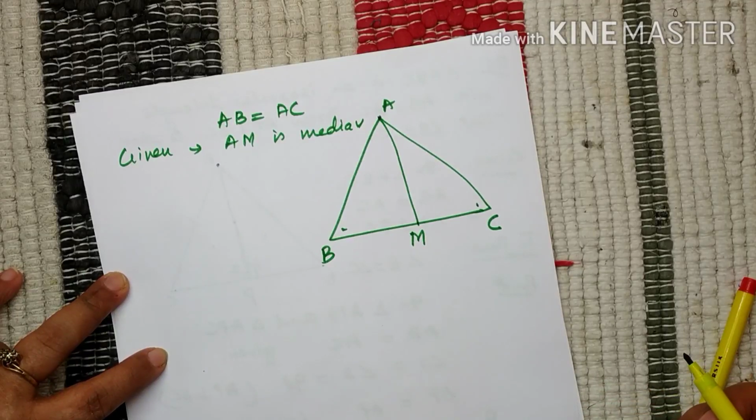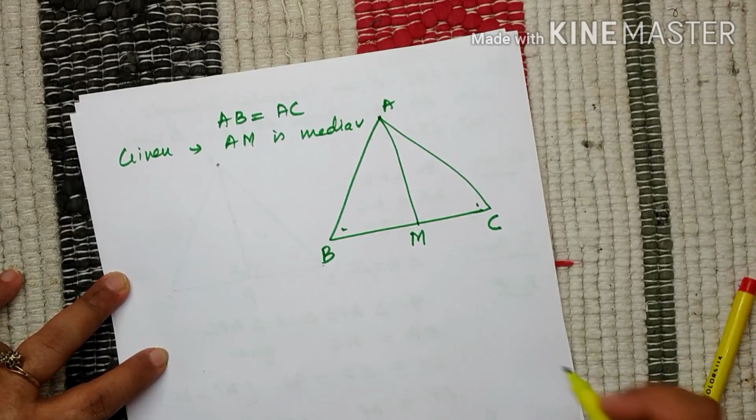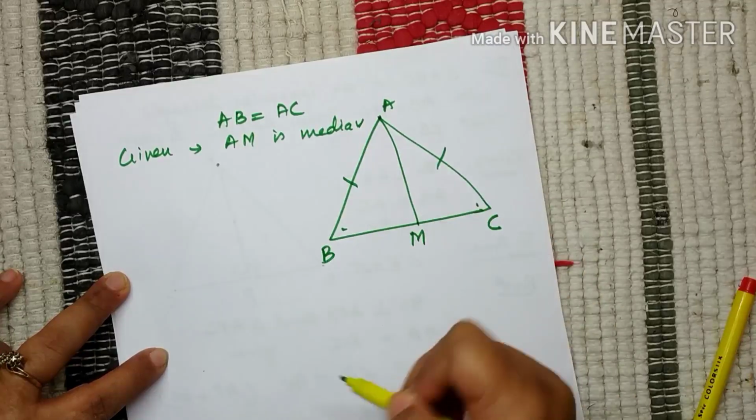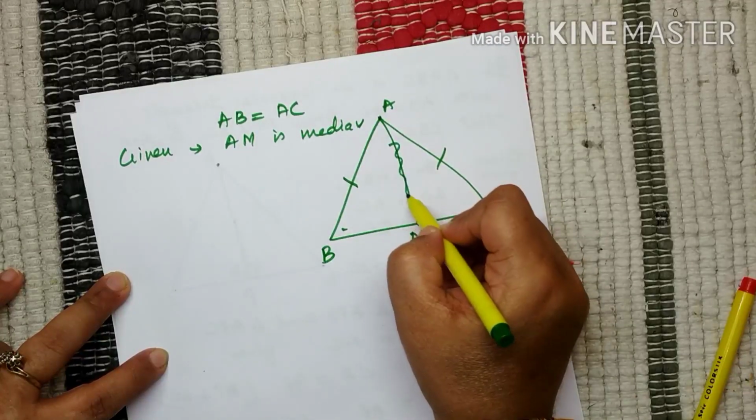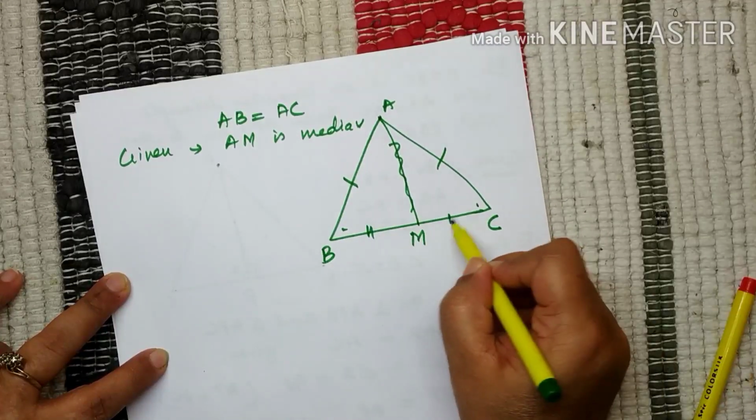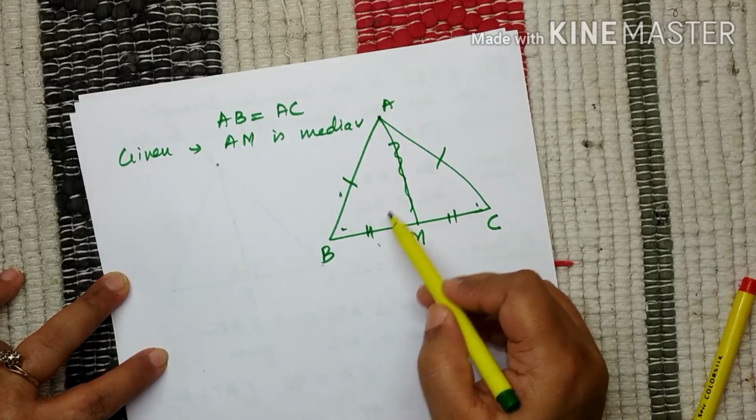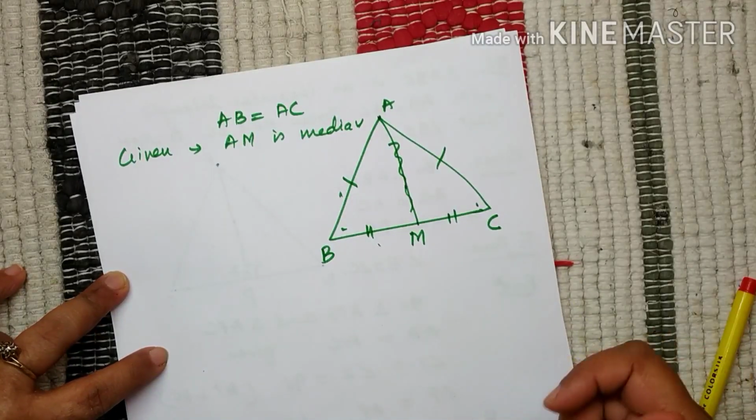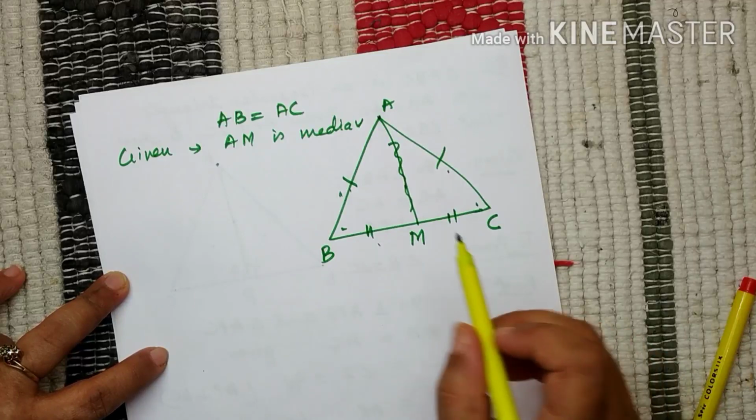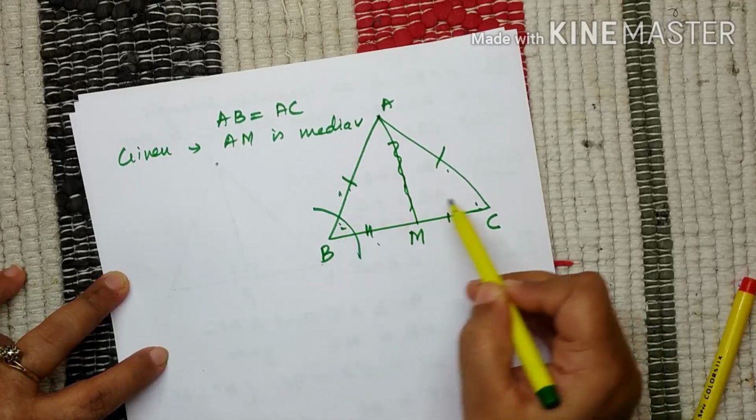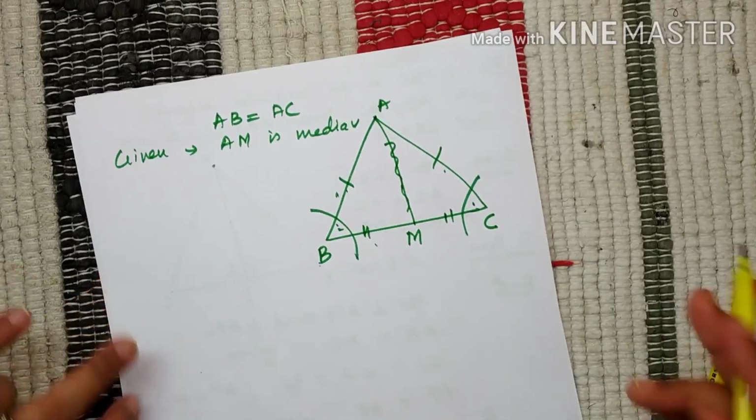Again we can prove these two triangles congruent in the same way. See, AB equal to AC given, this is common and median bisects the opposite side. So by SSS congruency criteria, I will be able to prove the two triangles congruent, which will give me the result, these two angles equal.